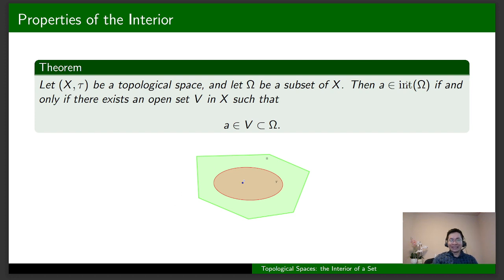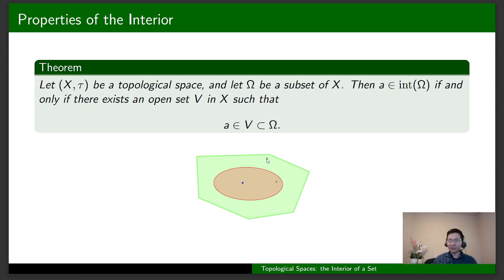A belongs to the interior of a set omega in a topological space if and only if there is some open set V in X such that A belongs to V and V is a subset of omega. And this is an illustration of this property. A here, and this is omega. A belongs to the interior of omega if and only if there is some open set V such that A belongs to V and V is a subset of omega.